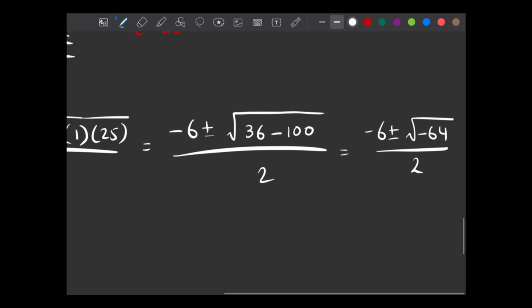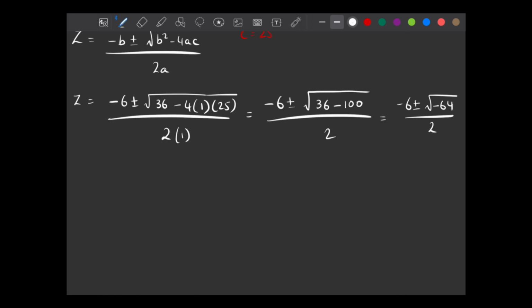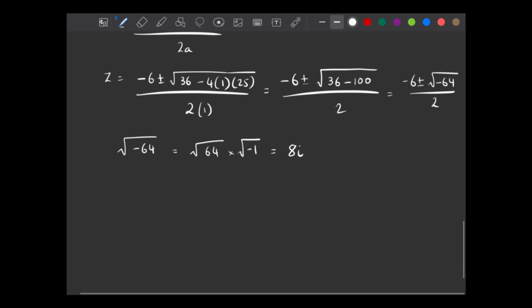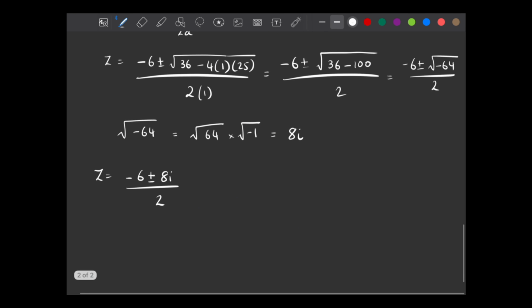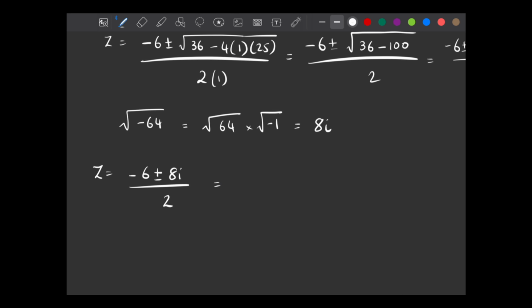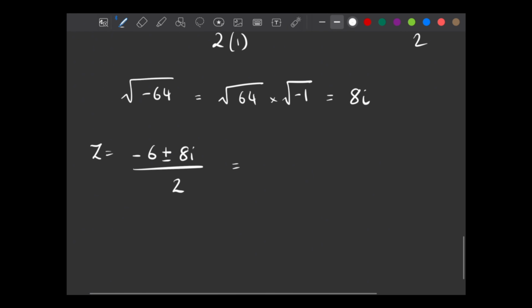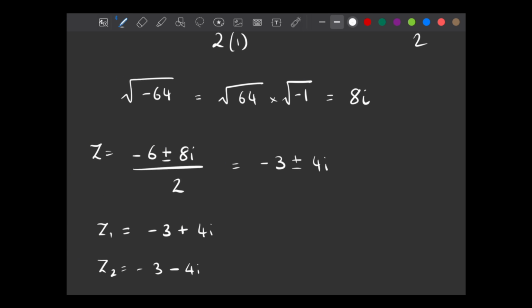Now let's work out what the square root of minus 64 is. So we can rewrite this as square root 64 times square root of minus 1, which gives me 8i. So substituting that in, I end up with this, which if I simplify, dividing the numerator by 2, I'll end up with minus 3 plus or minus 4i. So we've got two solutions for z. Minus 3 plus 4i and minus 3 minus 4i.